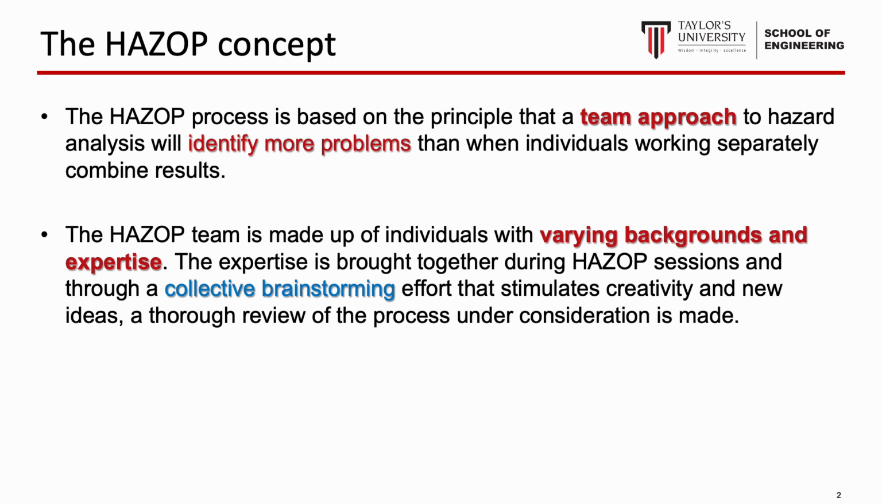So HAZOP analysis is always done in a team brainstorming. This team has to be made up of different backgrounds and expertise, such as a process engineer. You may want to involve the operator as well and the line supervisor, for example, or even get someone from outside of the process to give you a different perspective or different ideas. The expertise is brought together during HAZOP sessions through a collective brainstorming that stimulates creativity and new ideas through a review process.